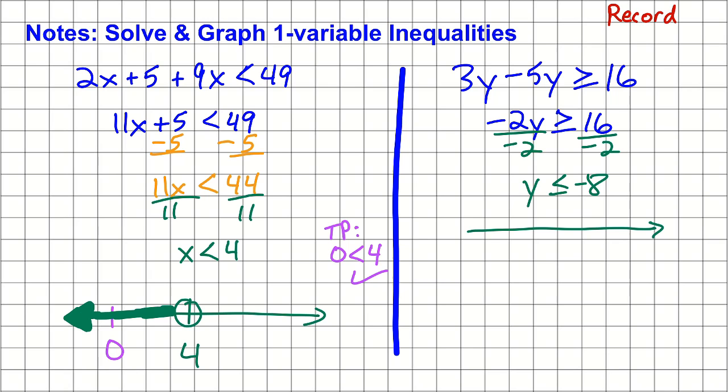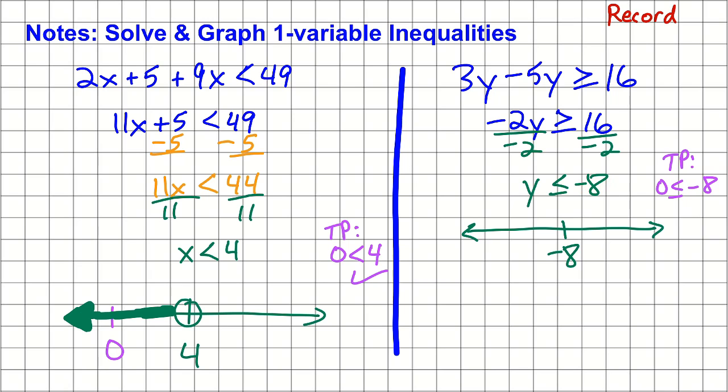Okay, so I'm going to make my number line, and it's a super simple number line. I just put -8 in the center. And then I'm going to use, again, the test point. The test point I'm going to use is 0. 0 is less than or equal to -8. You can always use the test point of 0 as long as this other number here isn't 0. If that number is 0, then you can't use 0 as a test point.